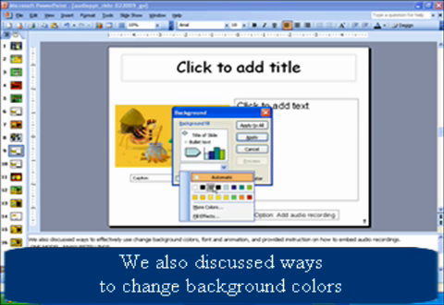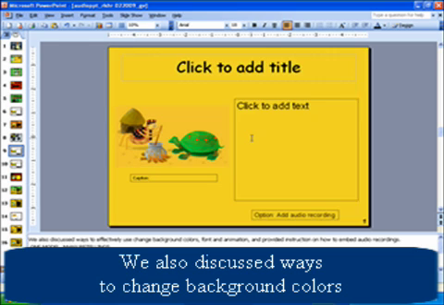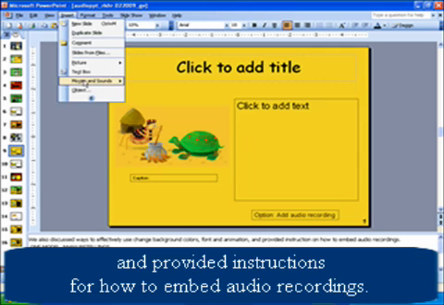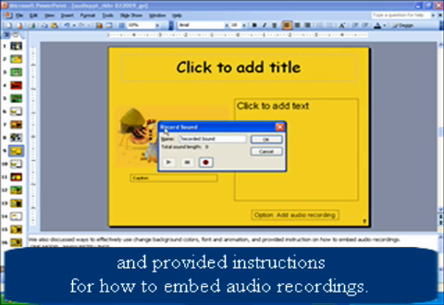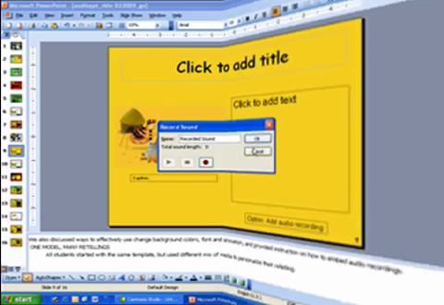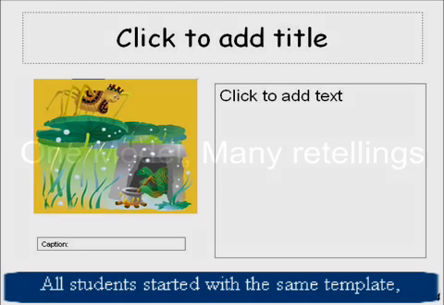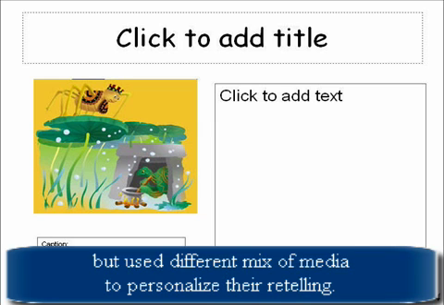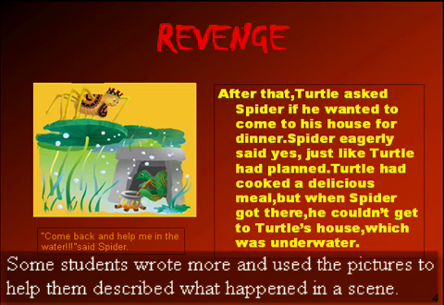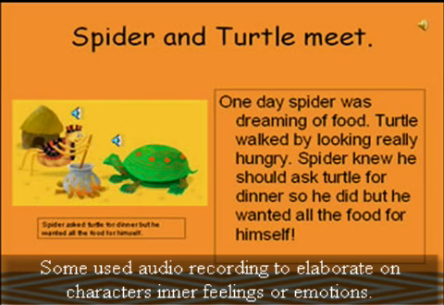We also discussed ways to change background colors and provided instructions for how to embed audio recordings. One model, many retellings. All students started with the same template, but used a different mix of media to personalize their retelling. Some students wrote more and used the pictures to help them describe what happened in a scene. Some used audio recording to elaborate on characters' inner feelings or emotions.